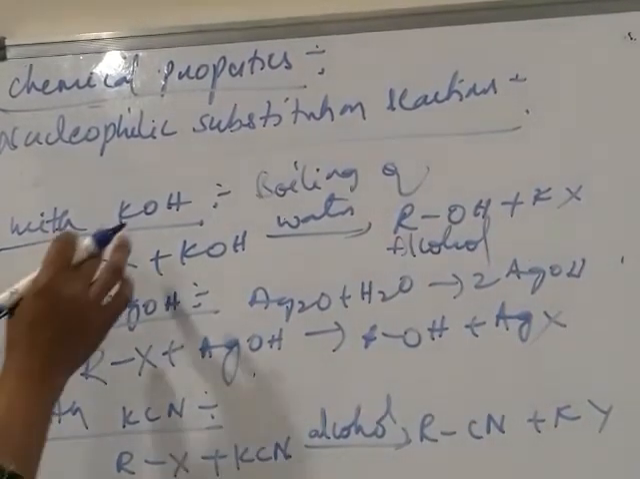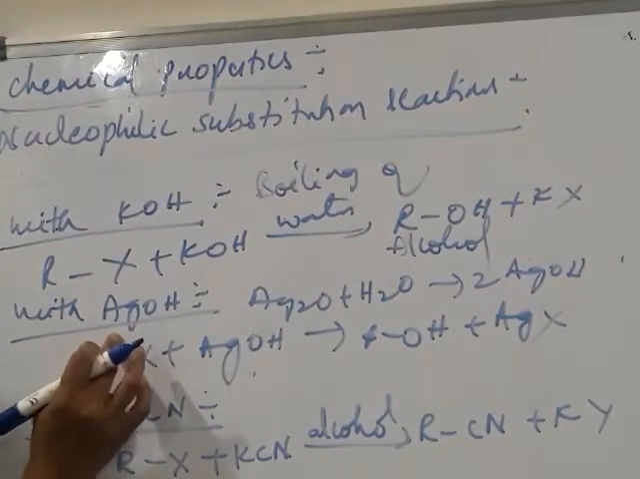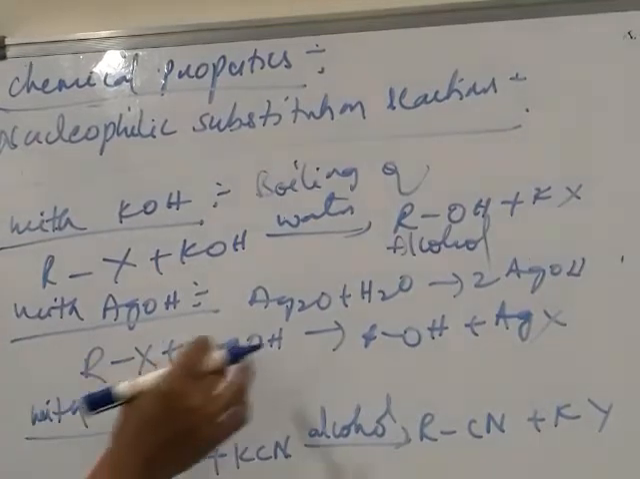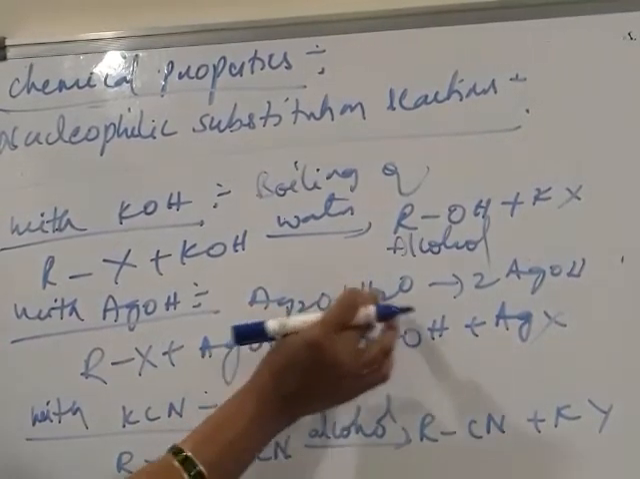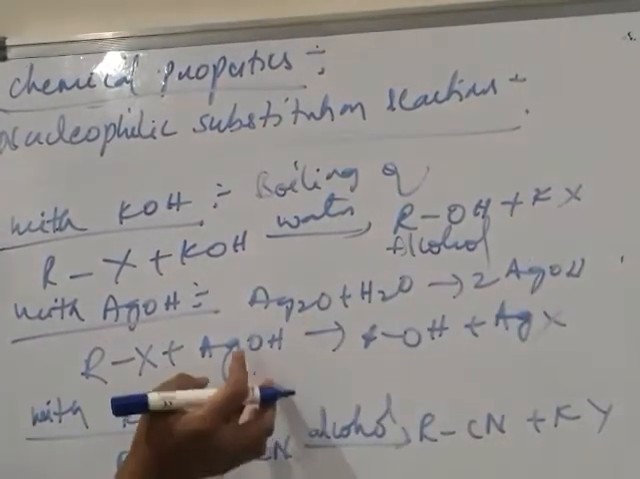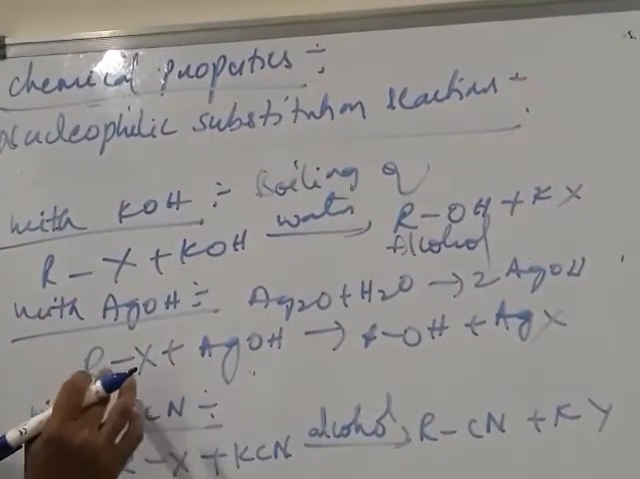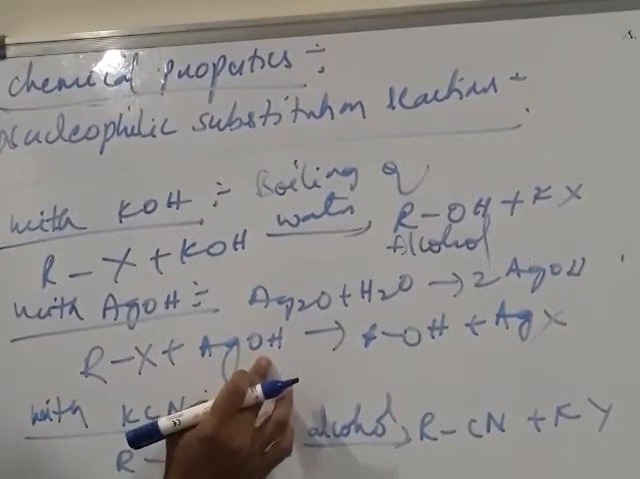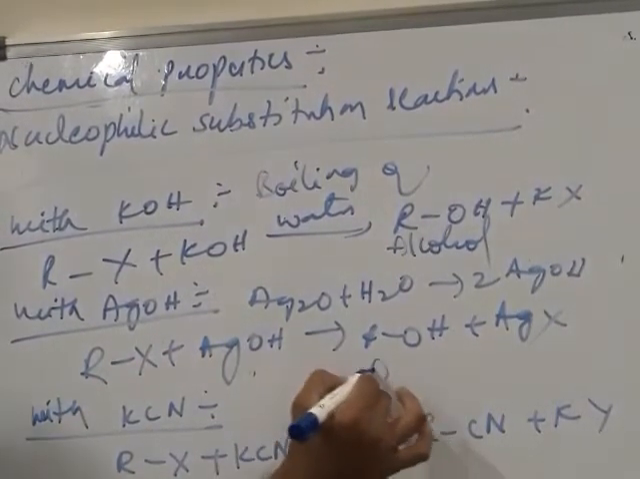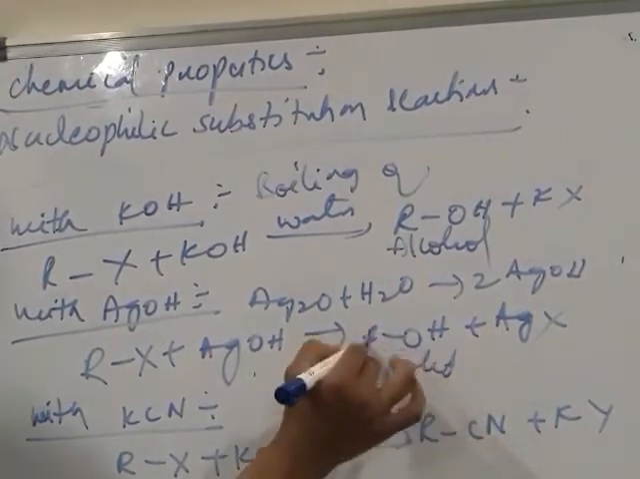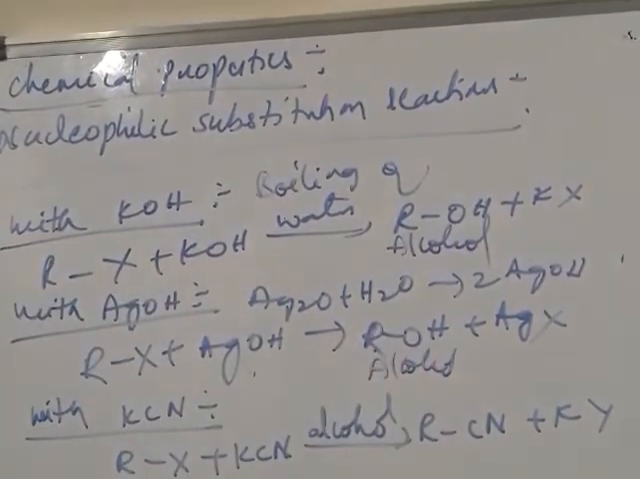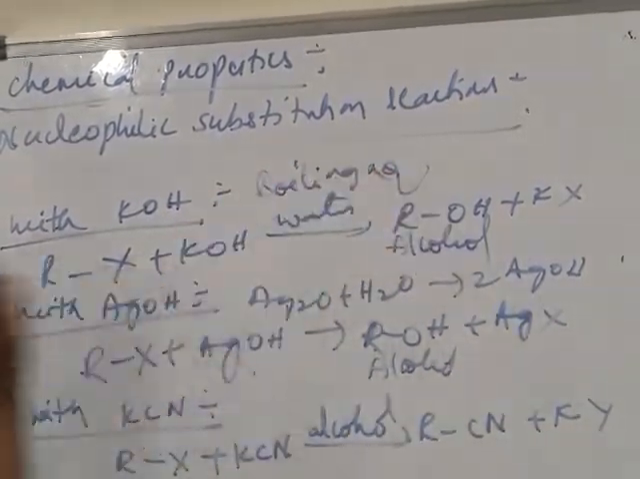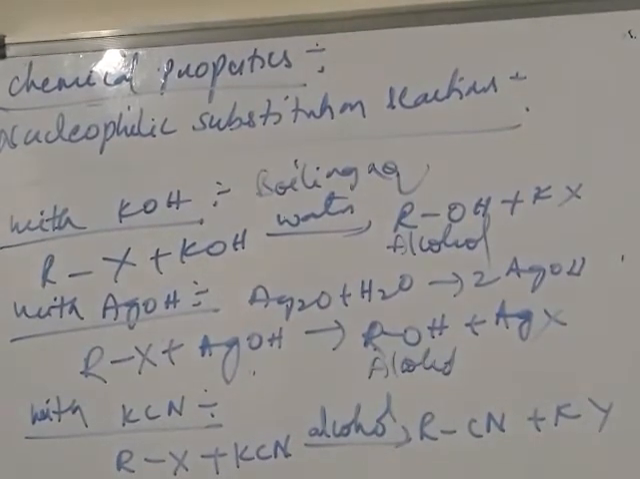And instead of potassium hydroxide, if you use silver hydroxide, which is formed like this: silver oxide with water forms silver hydroxide, and silver hydroxide reacts with alkyl halide. The halogen atom gets substituted with the OH group. Here also we get alcohol. So with both boiling aqueous potassium hydroxide and silver hydroxide, we get alcohols.